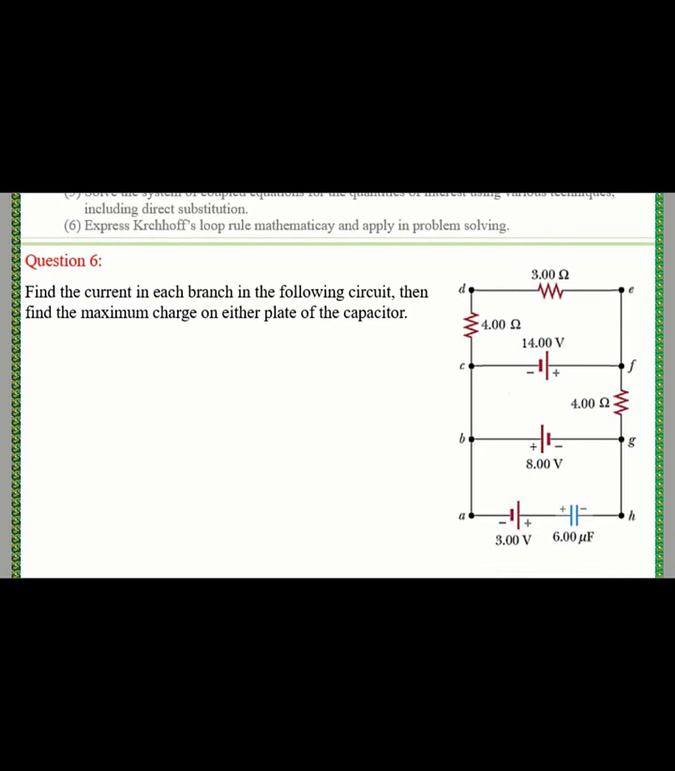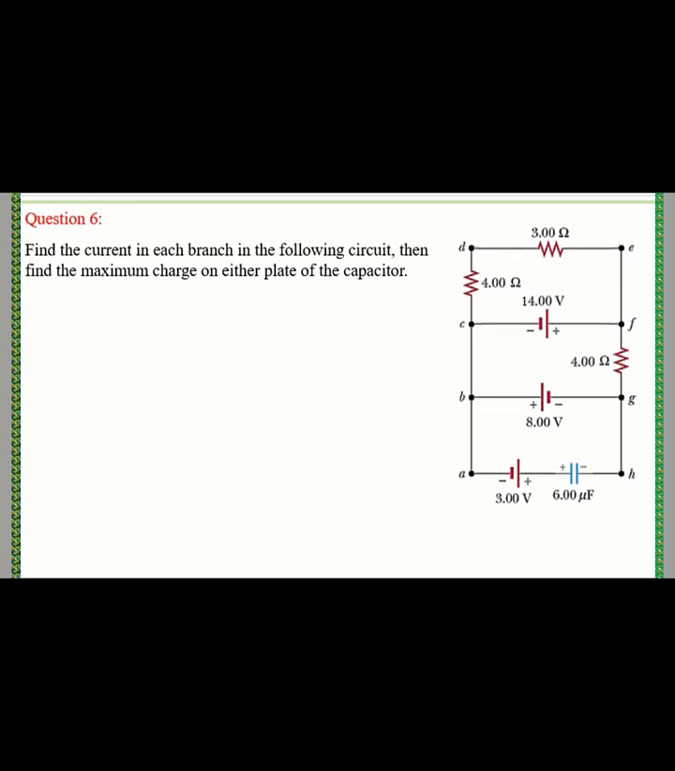Question 6. Find the current in each branch in the following circuit. Then find the maximum charge on either plate of the capacitor. First, let us analyze the circuit. It is a DC circuit, so any branch with a capacitor has no current. So from A to H, the current is 0. B, A, H, G, there is no current. The current here is 0. And here, since it's the same branch, the current here is 0.